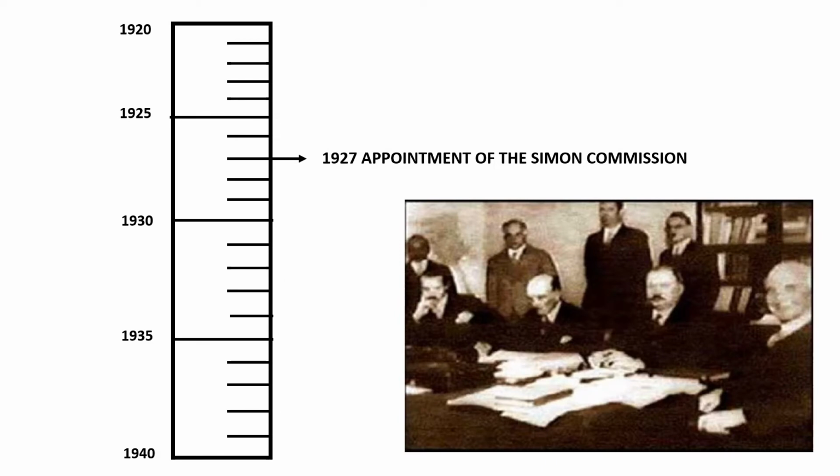1927 Appointment of the Simon Commission. In 1927, a statutory commission was constituted under Sir John Simon to review the Act of 1919 and to suggest reforms. However, to the great disappointment of Indians, it was an all-white commission with not a single Indian member. So the Congress boycotted the commission.